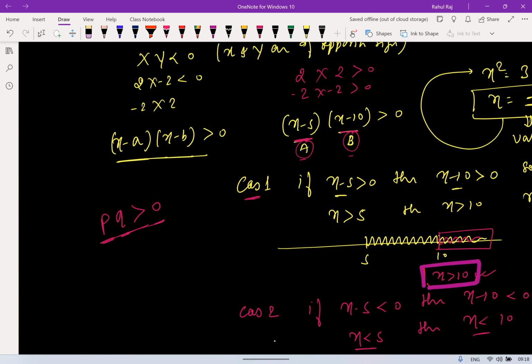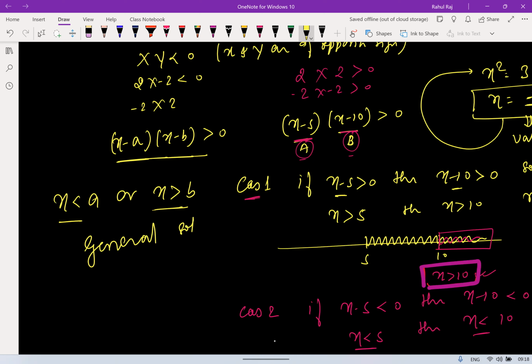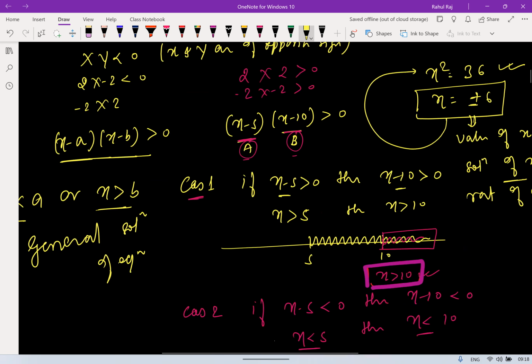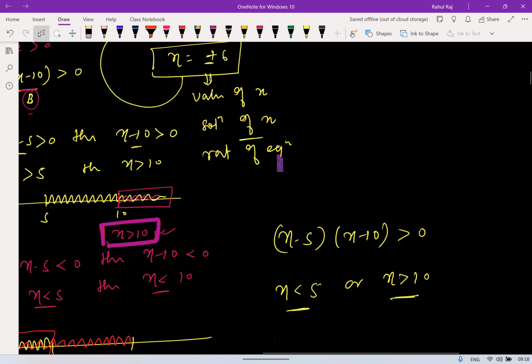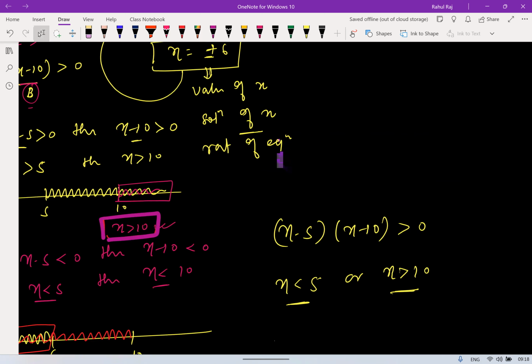So, how do I generalize this particular equation? See here, when I write x minus a into x minus b greater than 0, it simply means, Alexa, x is less than a or x is greater than b. I don't want you to remember this, because this is no formula at all. This is a general solution of an equation. Now, for example, if there was a positive sign before A, I'll tell you, I'm coming to that part.